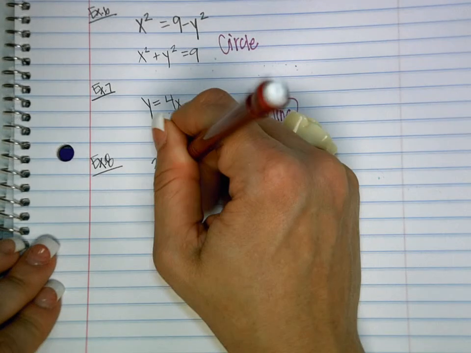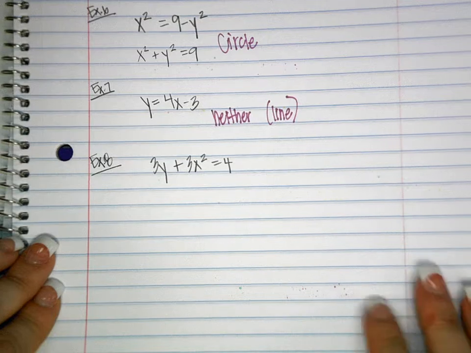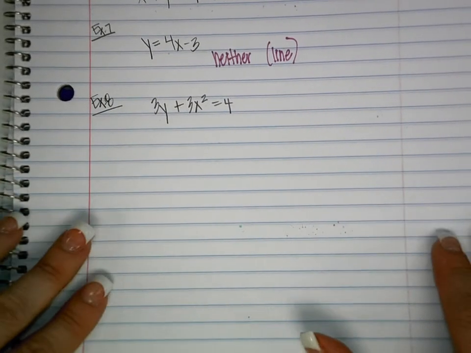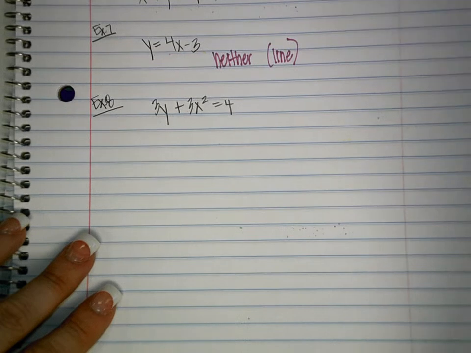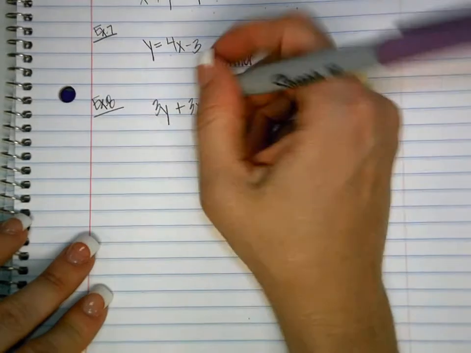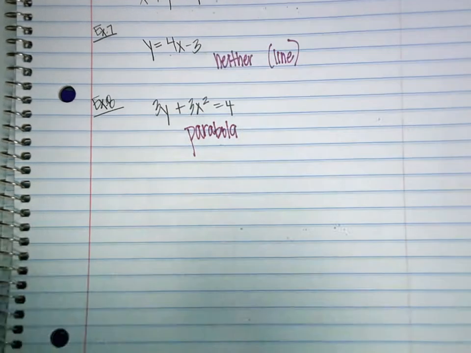And then last one, number 8. 3y plus 3x squared equals 4. Is that a circle, parabola, or neither? Parabola, because there is only one square. That is a parabola because there is only one square.